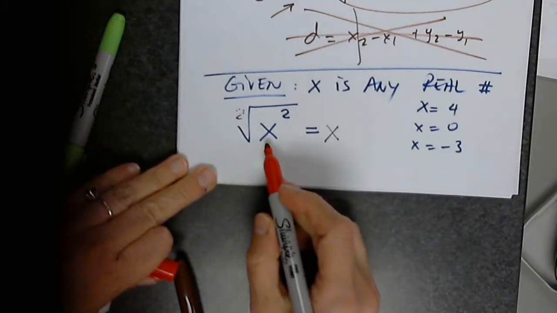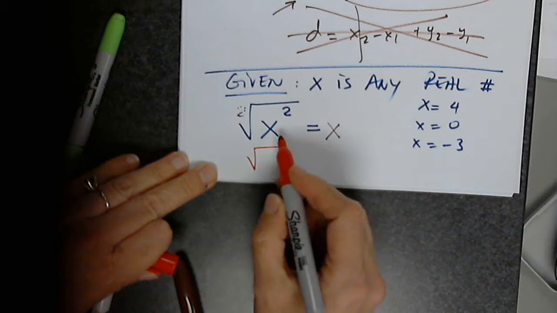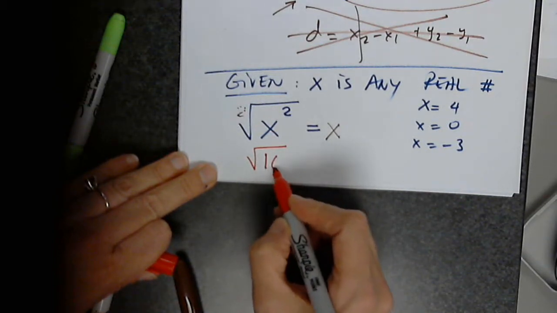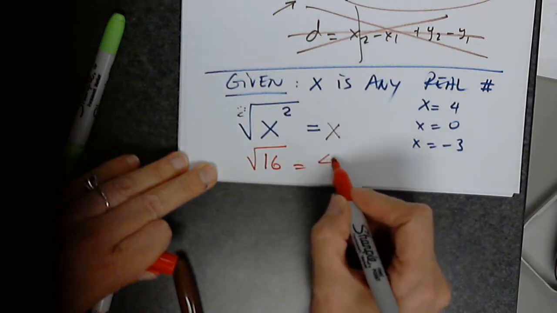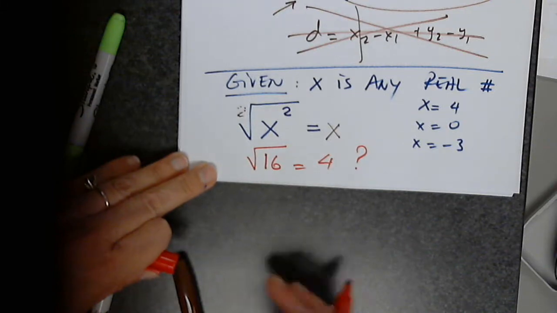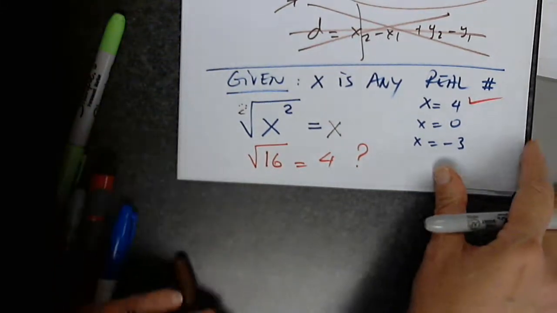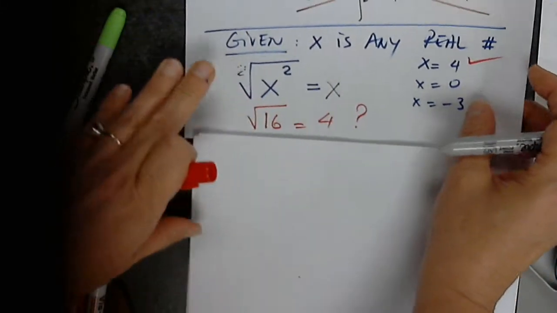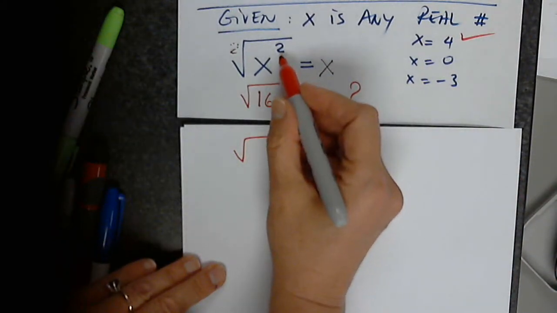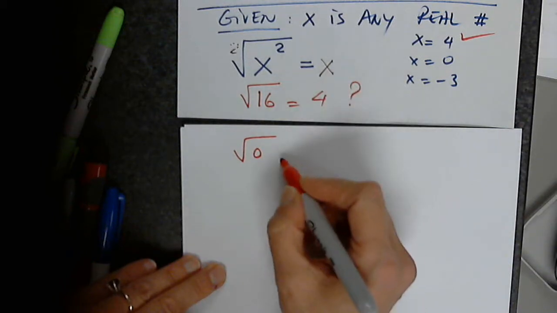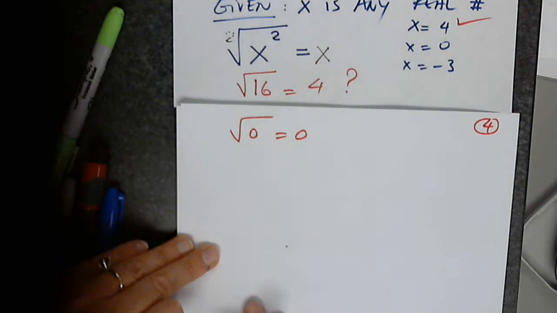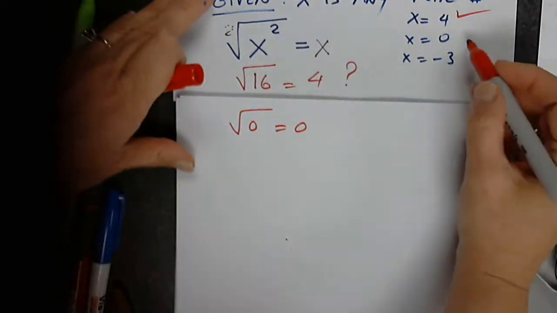Now let's suppose x is 4. So then I have the square root of how much is 4 squared? 16. And then I replace x by 4. Is this true? Yes, so this works. Now I'm going to replace x by 0. So how much is 0 squared? 0, and I replace x by 0. I have to replace it by the same quantity. Is this true? Okay, so this works.